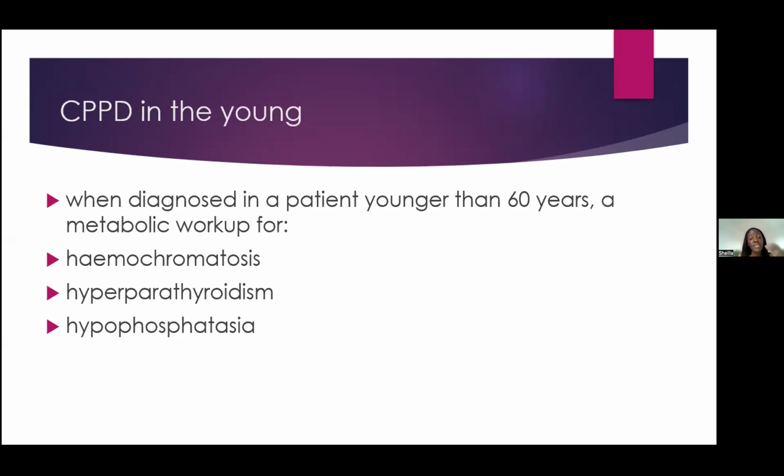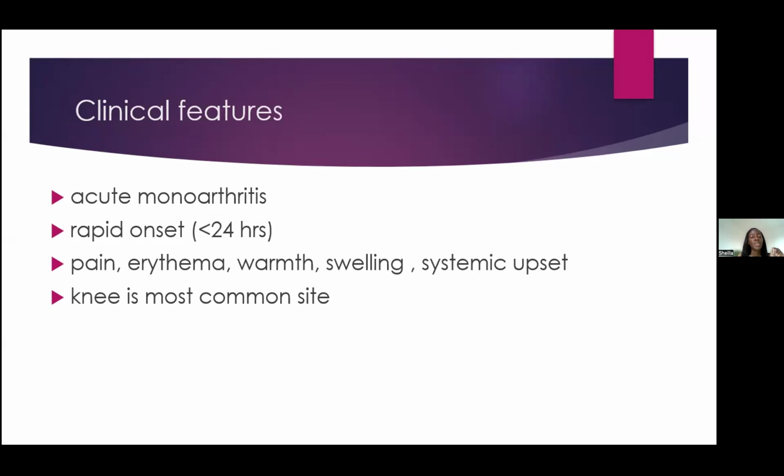So like I said before, if it's in a young person, younger than 60, ideally younger than 50, you need to work them up for hemochromatosis and other endocrine disorders that can cause chondrocalcinosis, so parathyroid disorders and low phosphate levels. So the clinical features of pseudogout: it comes in as acute monoarthritis very rapidly within 24 hours. And you get the typical symptoms of inflammatory arthritis, pain, swelling, warmth, and the knee is the most common site.